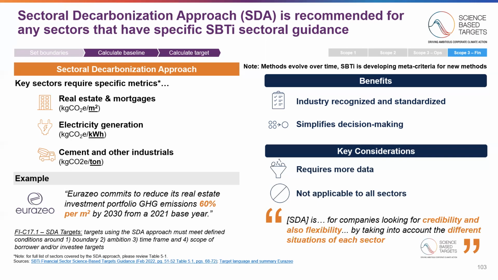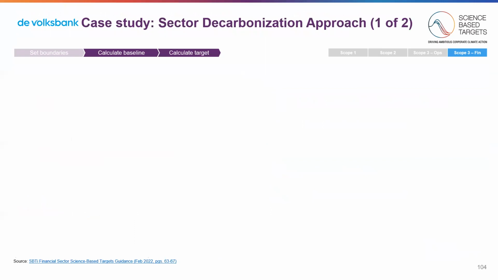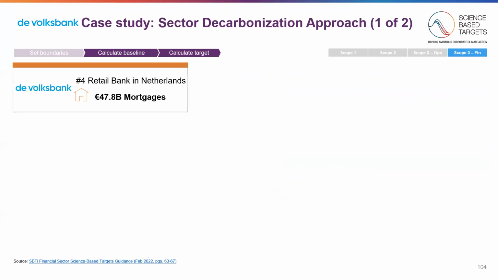We'll now move into a two-page case study of a financial institution who set their targets using a sectoral decarbonization approach. We'll talk through De Volksbank's baseline and target setting for their sectoral decarbonization approach target. For those who may not be familiar, De Volksbank is the number 4 retail bank in the Netherlands, and included in their portfolio are 47.8 billion euros of mortgages as of December 2019. As a reminder, mortgages are still optional for financial institutions, but sector-specific guidance is available.